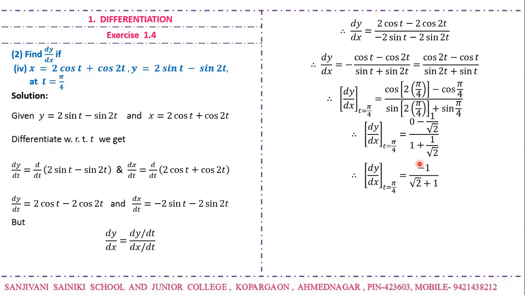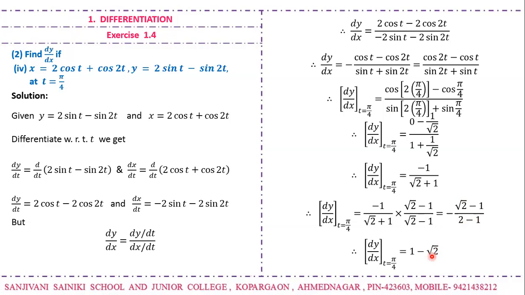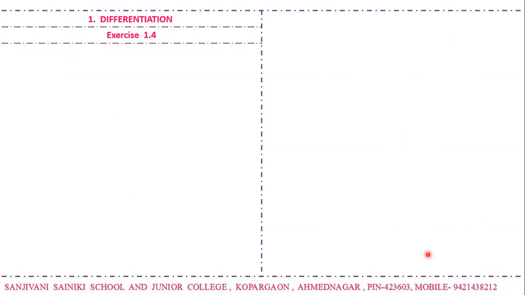Now we can further simplify it by taking the conjugate. So multiply and divide by the conjugate of the denominator, root 2 minus 1 upon root 2 minus 1. So we get root 2 minus 1 upon 2 minus 1, which is 1. So we get minus root 2 minus 1, but one minus sign is there, so we can write it as 1 minus root 2.